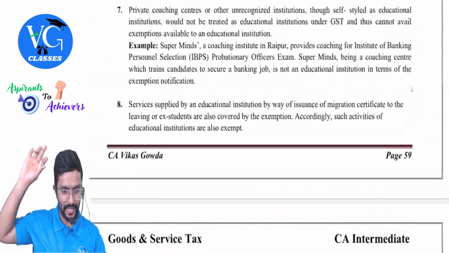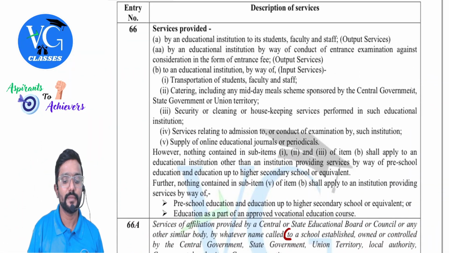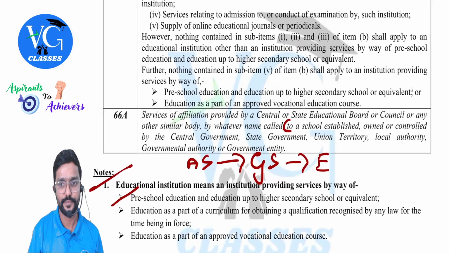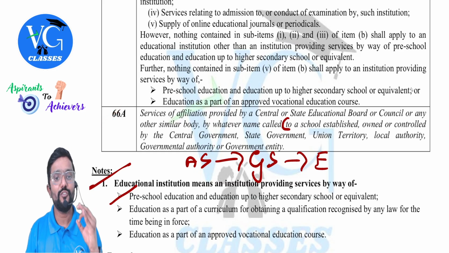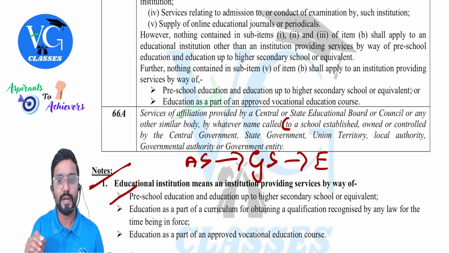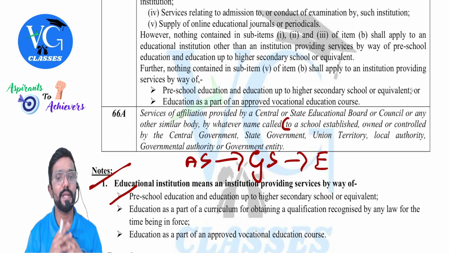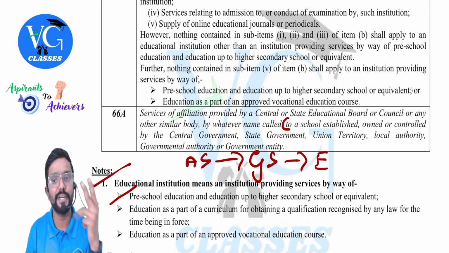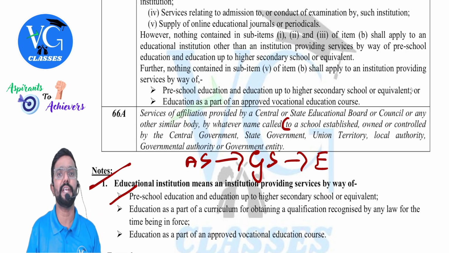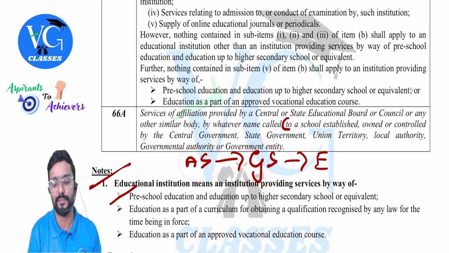Just a minute. I will go back and in educational services only it will come. Entry number 66A under educational services. Let me read it. Services of affiliation provided by a central or state education board or council or any other similar body, by whatever name called, to a school established, owned or controlled by whom? Central government, state government, union territory, local authority, government authority or government entity. So only affiliation services provided to a government school is exempt.